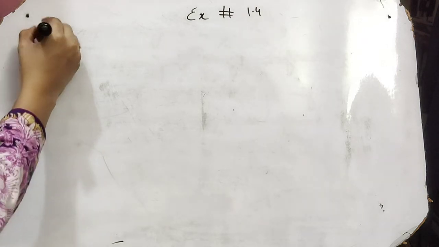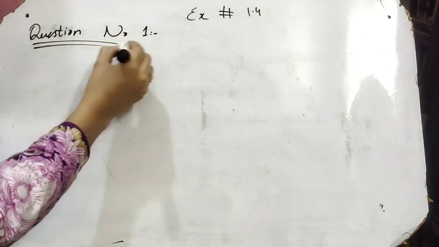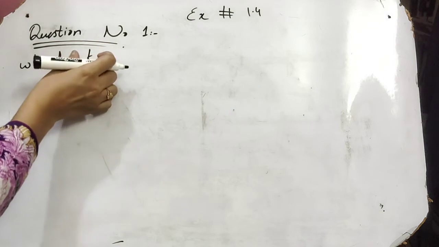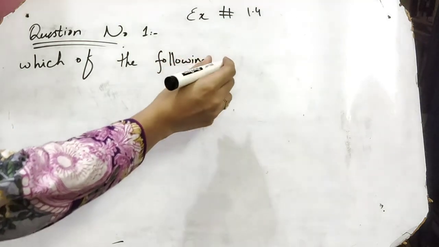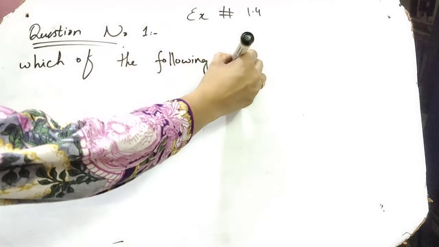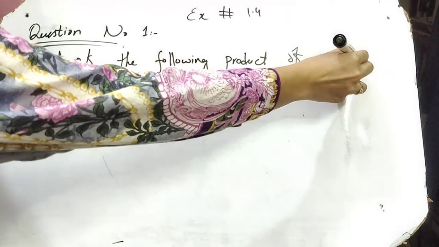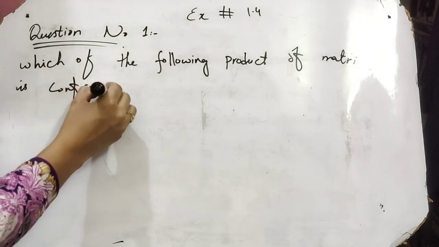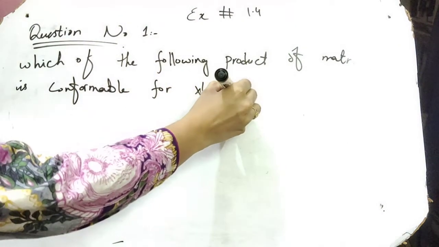Now we start exercise 1.4, question number 1. Question number 1 is, which of the following product of matrices is conformable for multiplication?